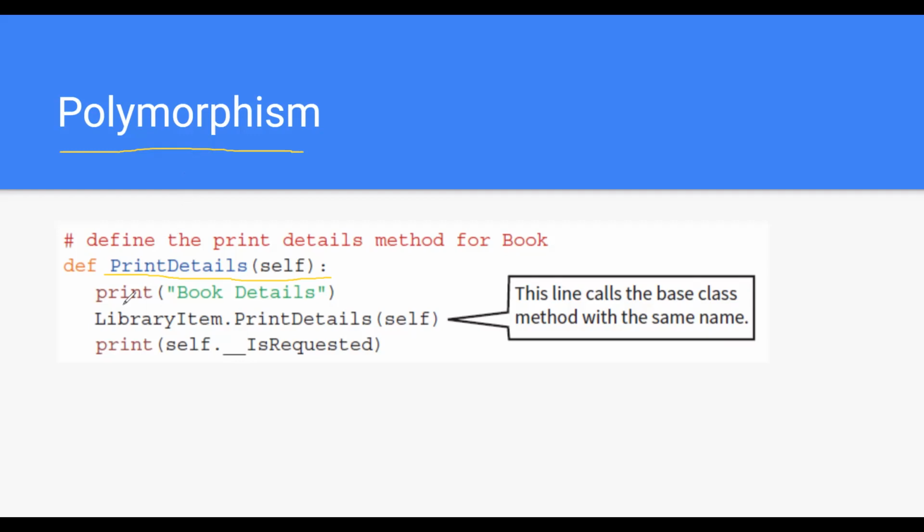Okay, and we print here something different, and then we still call the print details method in the library item class. And then we print something else also, which is something that is only related to the derived class. So the book class, which is derived from the library item, has a member variable that is private and is called isRequested. So we're printing it here. We're printing two things extra, and we're also printing whatever the library item method prints.